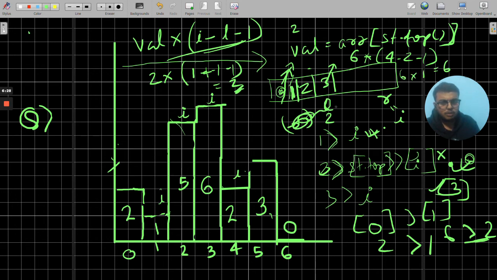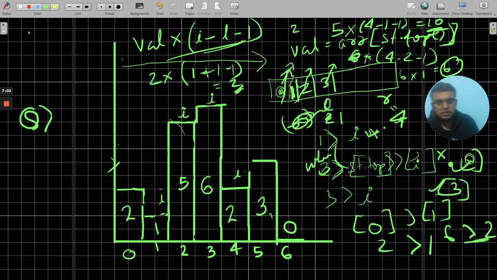Now I'll be again doing the same operation until this condition gets false. So this condition will be in the while loop. So I'll be popping the 2 out. So my value becomes 5, and applying the formula, the left becomes 1 and my right is still 4. So it is 5 multiplied by 4 minus 1 minus 1, which equals 10. And till now 10 is the maximum value. Earlier we had 6, but now 10 is the maximum value. So we'll be storing it in a variable named answer, that is 10. And then I will be popping out 1 also.